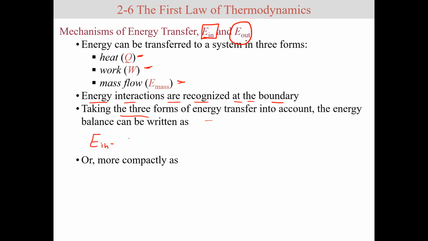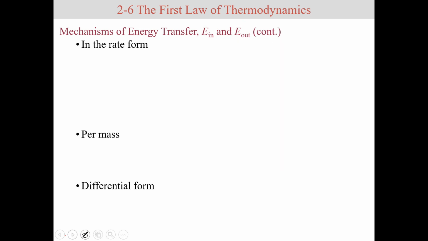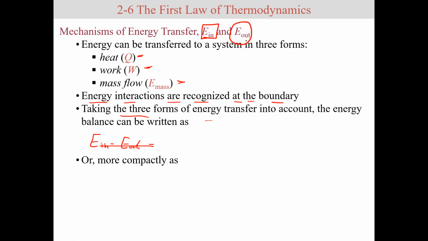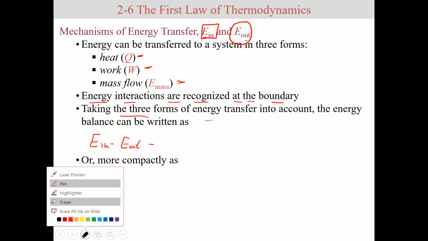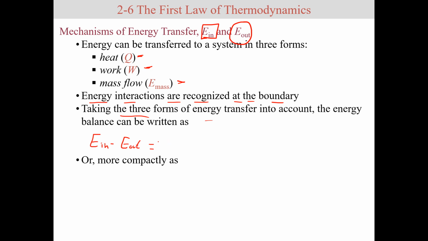E in minus E out has to equal the Q heat in minus the heat out, plus the work in minus the work out, plus the energy being carried into the system by mass, minus the energy being carried out of the system by mass.